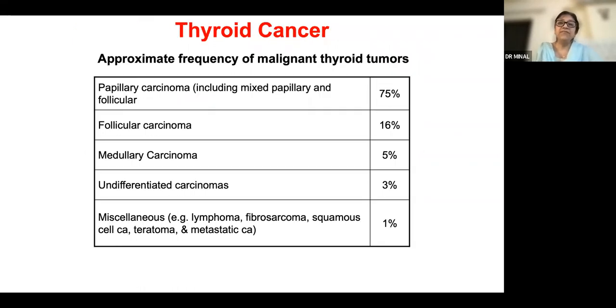If we look at the frequency, or the most commonly encountered variant types, it is the papillary carcinoma, which is most common in incidence and prevalence. We find 75% of the thyroid malignancies to be of the papillary carcinoma variety. Next most common is the follicular carcinoma, which is 16%. Medullary carcinoma is lesser, only 5% of the cases are MTCs. Undifferentiated is 3%, and all the miscellaneous types put together constitute some 1% of the burden.